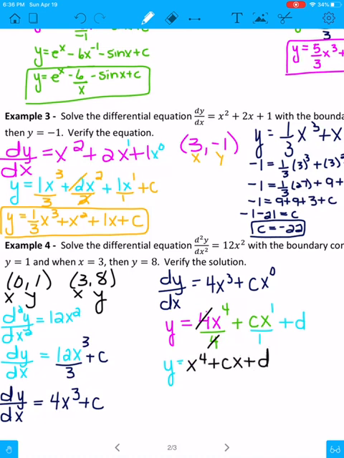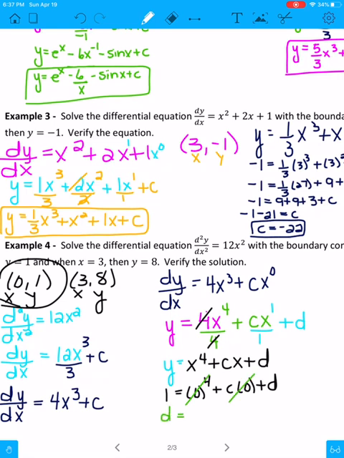And now I'm missing 2 variables. And when I'm missing 2 variables, I need to have 2 points. So I'm going to use the 0, 1 first. Always use the one with either x as 0 or y as 0. X as 0 would be preferable. So I'm going to go 1 equals, using this coordinate here, 0 and 1. 1 equals 0 to the 4 plus c times 0 plus d. So this cancels. This cancels. So I get d equals 1.